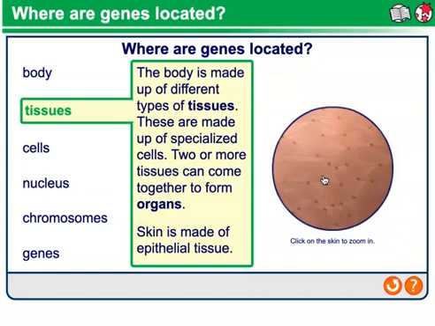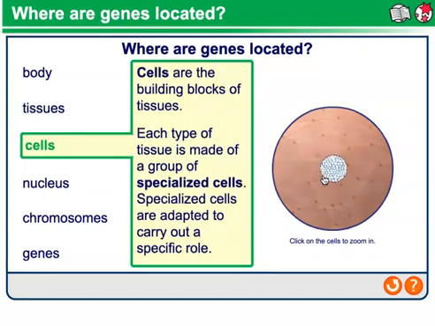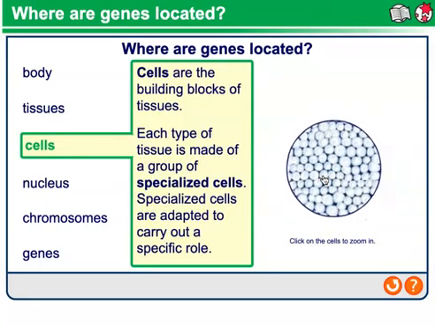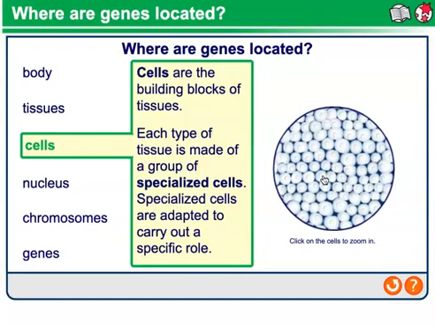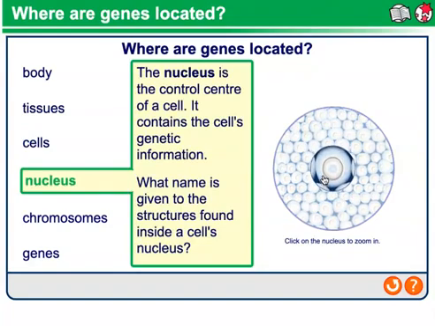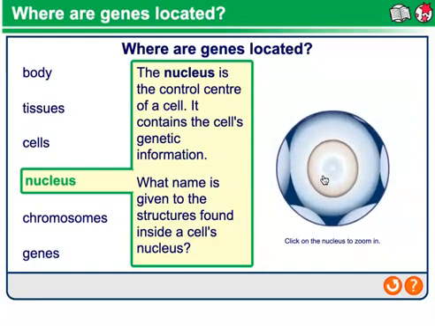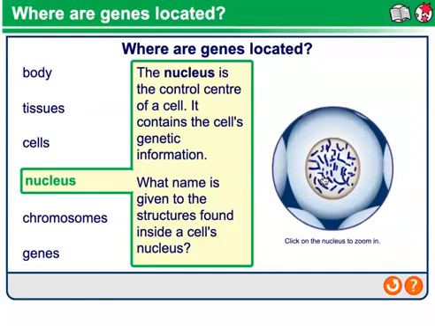Skin is made of epithelial tissue. Cells are the building blocks of tissues. Each type of tissue is made up of a group of specialized cells. Specialized cells are adapted to carrying out a specific role. The nucleus is the control center of a cell. It contains the cell's genetic information.